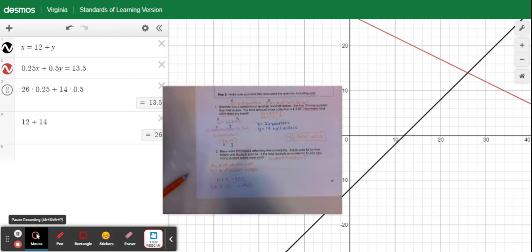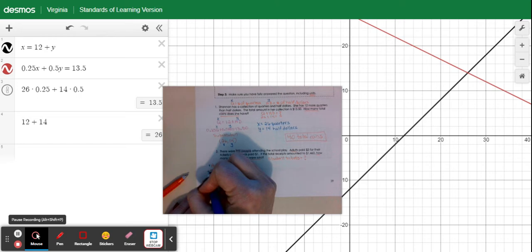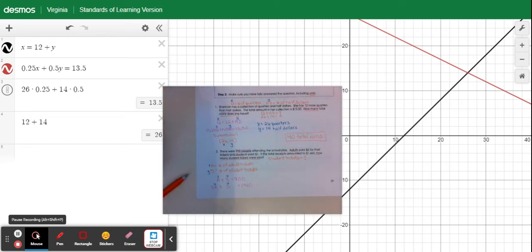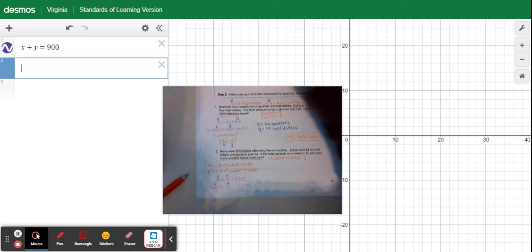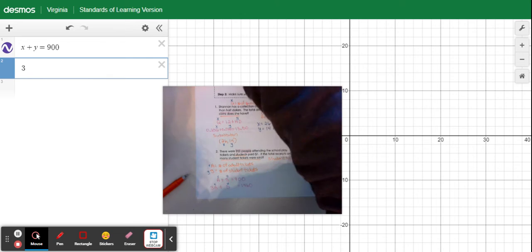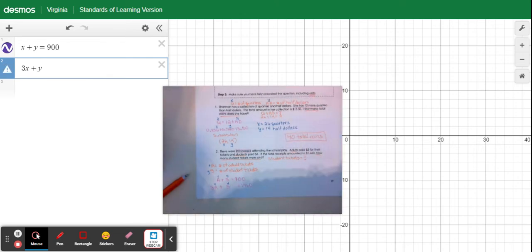I've got to make sure I know which is my X and Y, so I just keep it simple. X, Y, X, Y. This one's X, this one's Y. And I'm going to put it into Desmos. I can't put A, so I've got to put X plus Y equals 900. Then I have 3x plus 1y, or just y, equals 1,460.